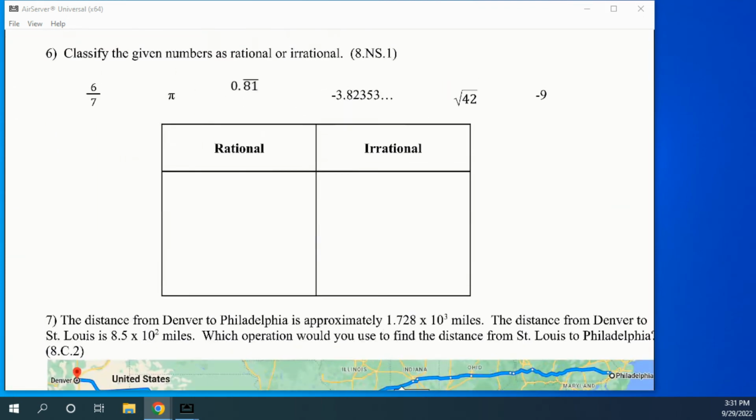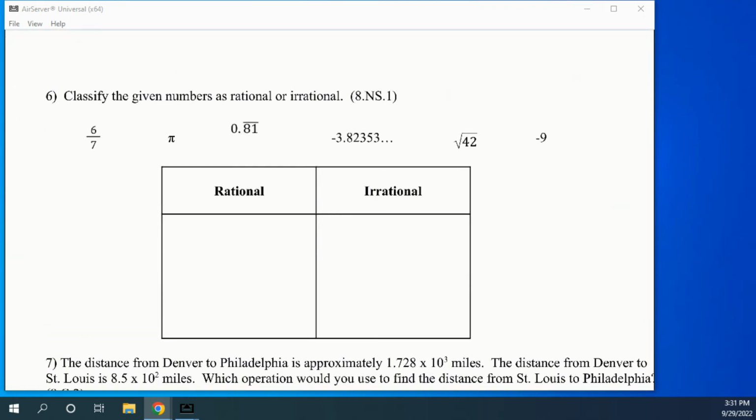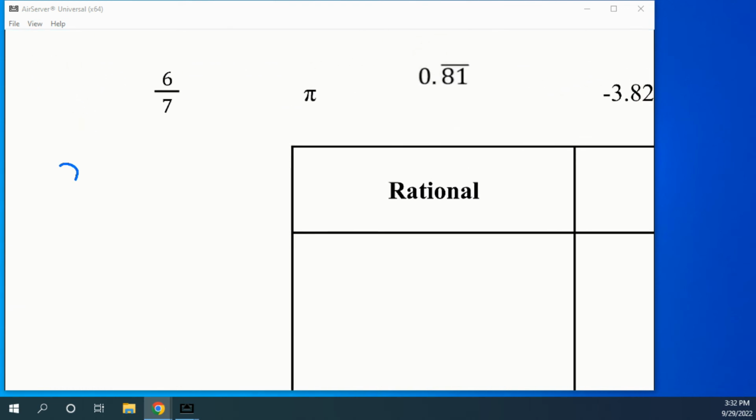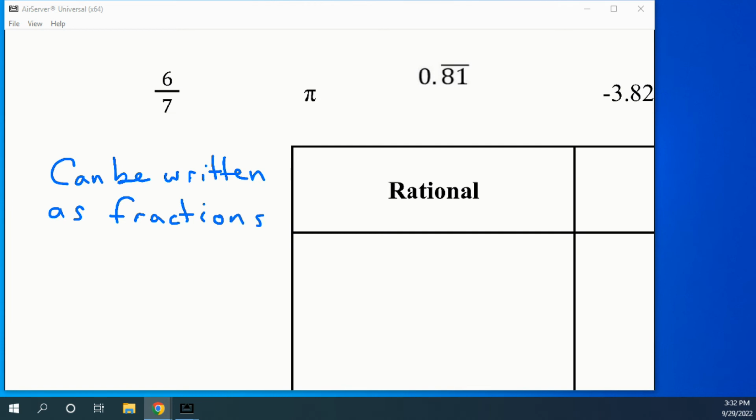Number 6, classify the given numbers as rational or irrational. So this was way back at the beginning of the year. It was definitely in 7th grade. Rational and irrational. Here's the way that you can determine which is which. Rational numbers are going to be either fractions or can be written as fractions. Okay, so that's one thing.